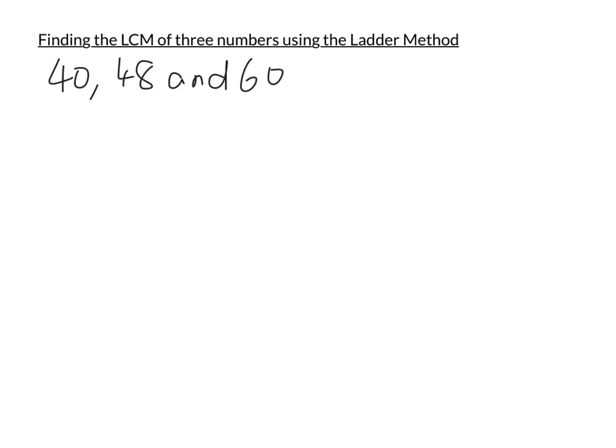If you do not know about the ladder method, you may watch my other videos on finding the GCF and LCM to have an understanding of how the ladder method works for two numbers. For three numbers, we're going to do the same thing. So list down the three numbers, 40, 48, and 60. Okay, draw your first step of the ladder.